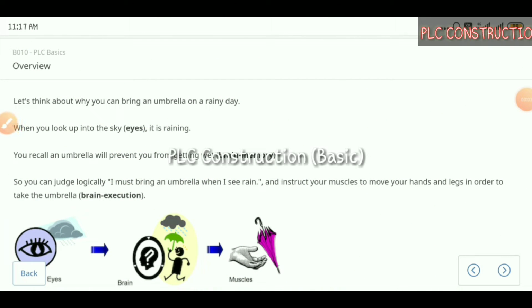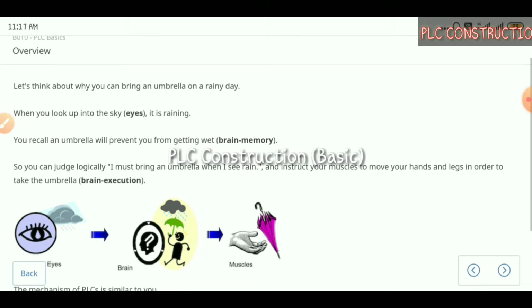Today in this lesson we are going to discuss the basic configuration of PLC.